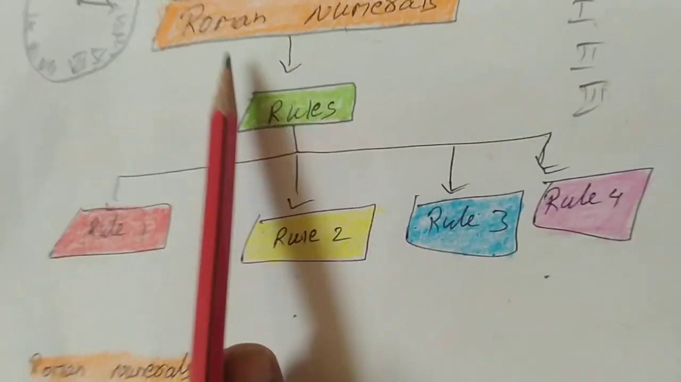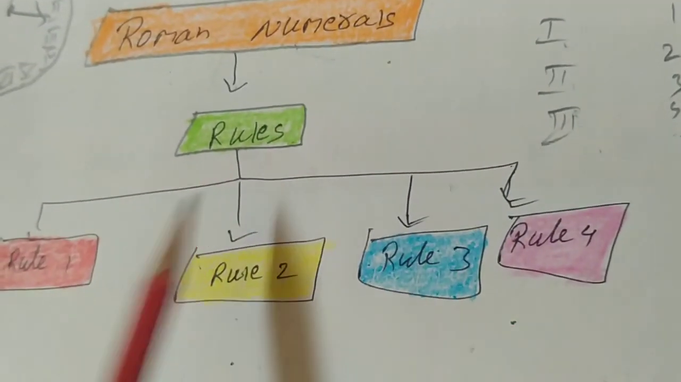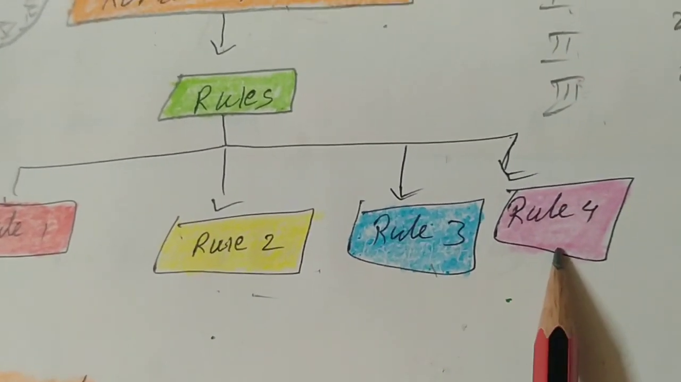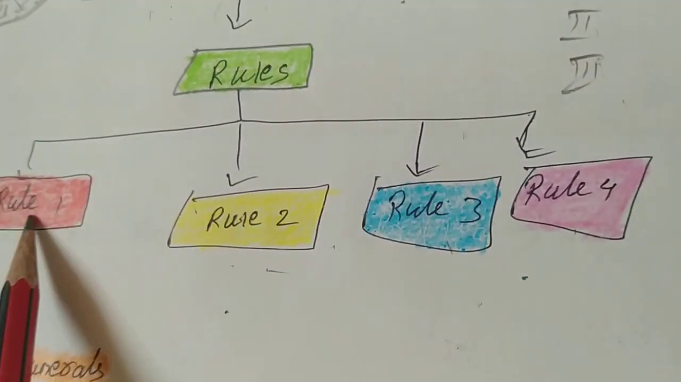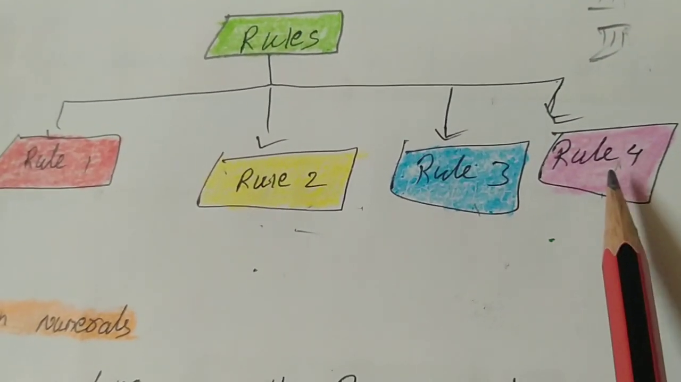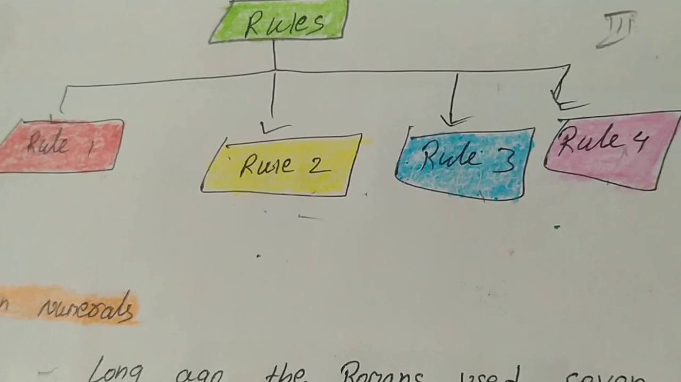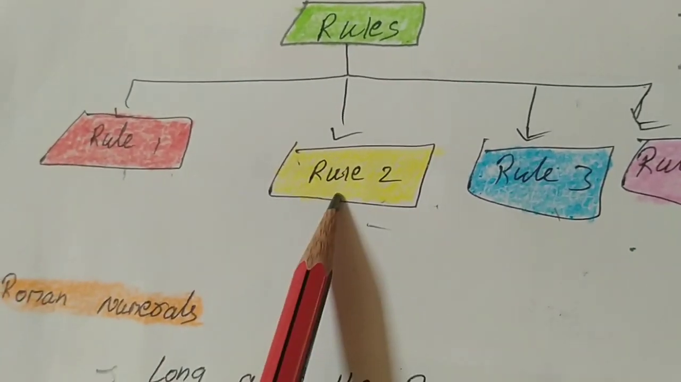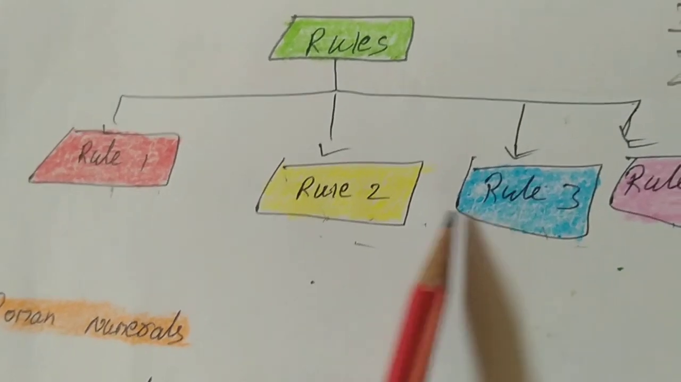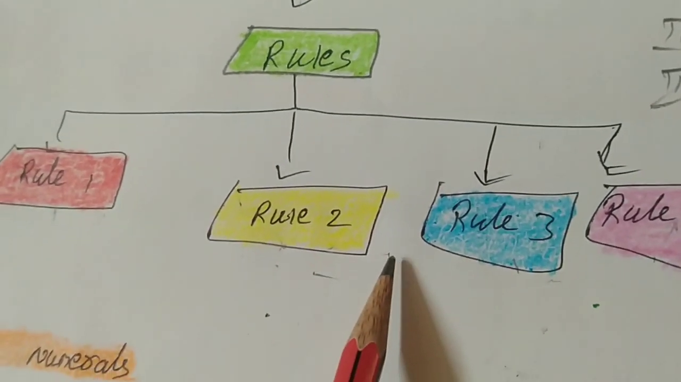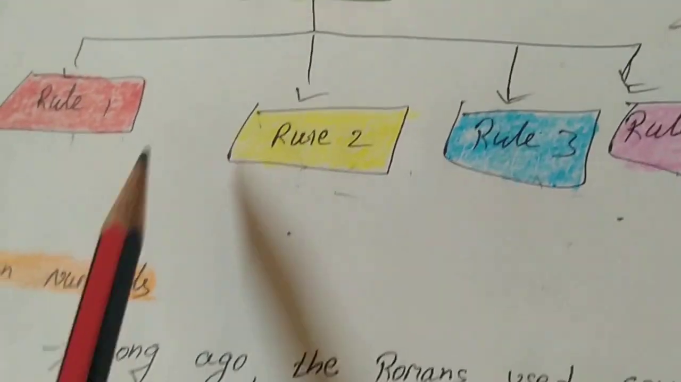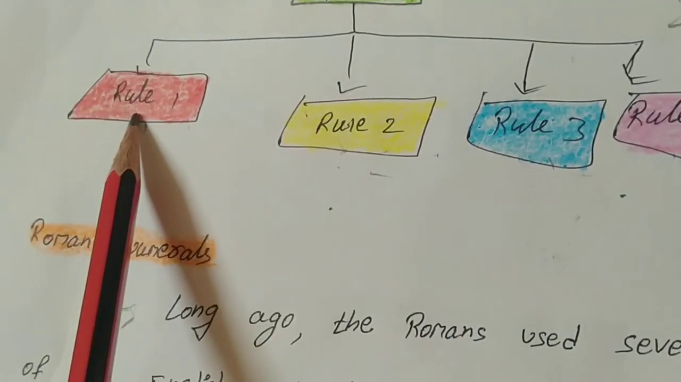So come to the topic. In the Roman numerals we have 4 rules: rule 1, rule 2, rule 3, rule 4. In the Roman numerals, these rules are very important for your present chapter. So today I will explain only rule number 1. Tomorrow we will go to rule number 2, and day by day you will learn. Don't eat everything at a time, because it upsets your stomach. So go slowly, right? Today we learn rule number 1.